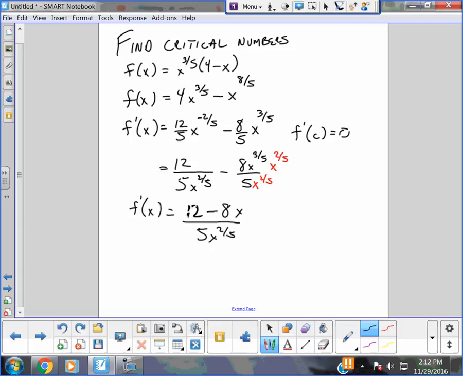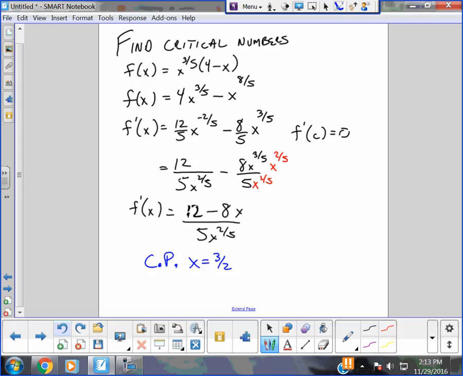The denominator can't be 0. Now, can the original function be 0? Yeah. F of 0 is 0. All right. So something's happening there. We don't know what, but the derivative is undefined at 0. But I can look at the numerator, right? And what makes 12 minus 8x 0? How about 3/2? So I would tell you a critical number, a critical point, happens at x equals 3/2.